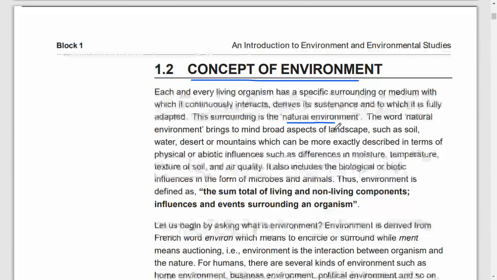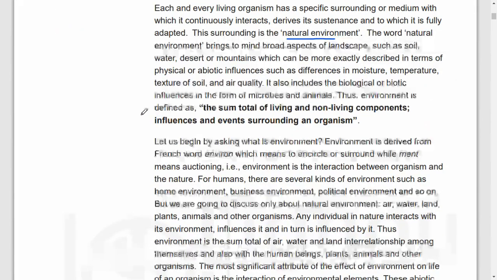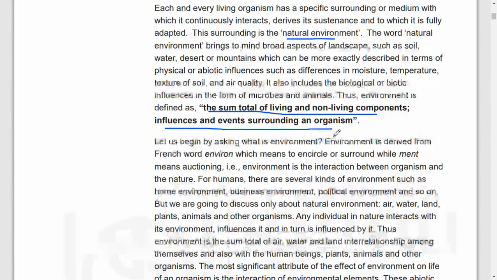The word natural environment brings to mind broad aspects of landscape such as soil, water, desert, or mountains, which can be more exactly described in terms of physical or abiotic influences such as differences in moisture, temperature, texture of soil, and air quality. It also includes the biological or biotic influences in the form of microbes and animals. Thus, environment is defined as the sum total of living and non-living components, influences, and events surrounding an organism.